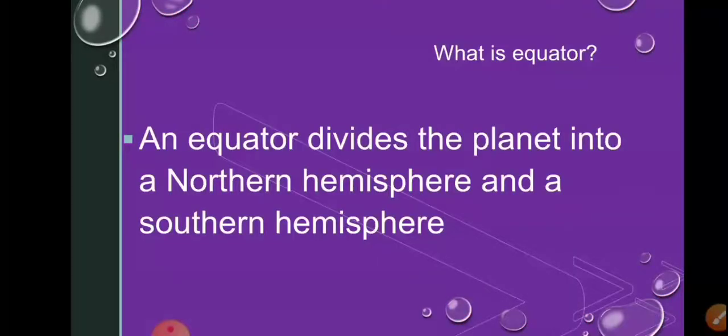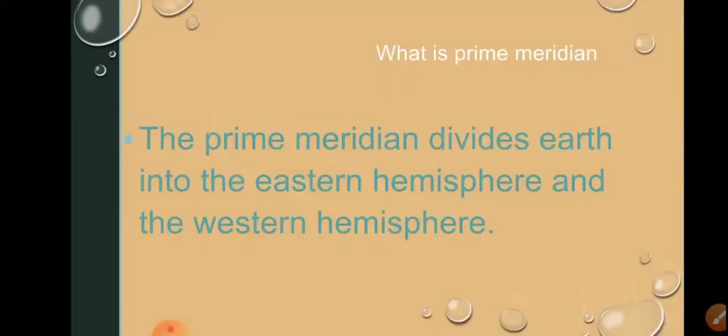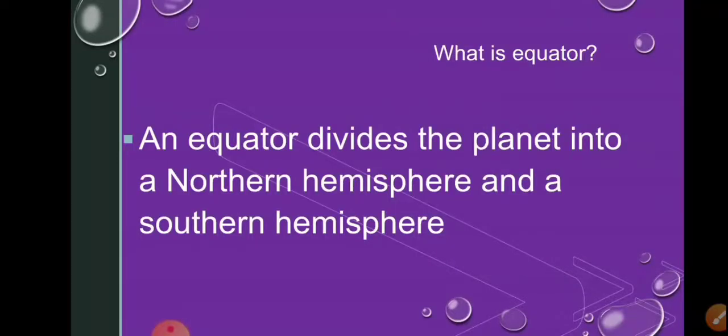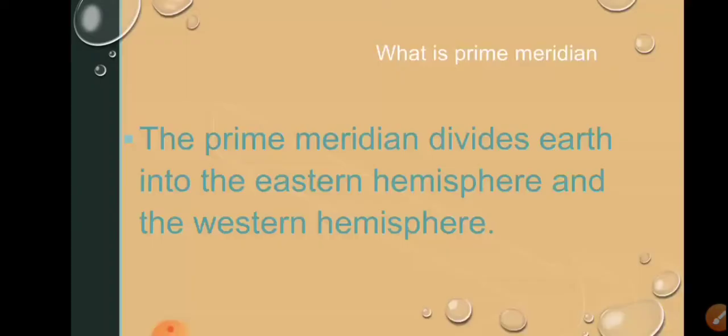Along with this we also discussed what is the equator. The equator divides the planet into the northern hemisphere and the southern hemisphere. We also discussed that the prime meridian divides the earth into the eastern hemisphere and the western hemisphere. The equator divides the earth into northern and southern hemispheres, and the prime meridian divides the earth into eastern and western hemispheres.